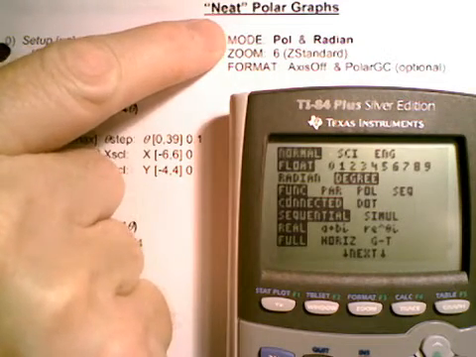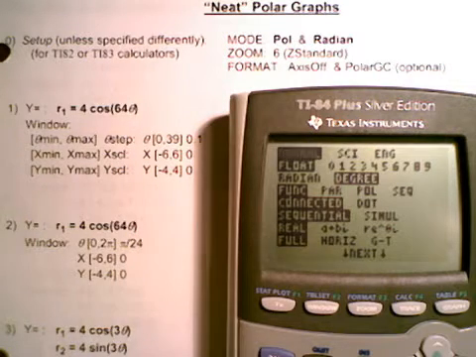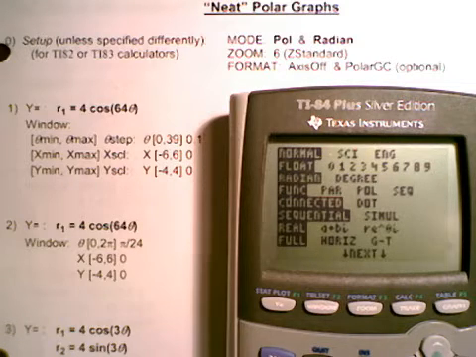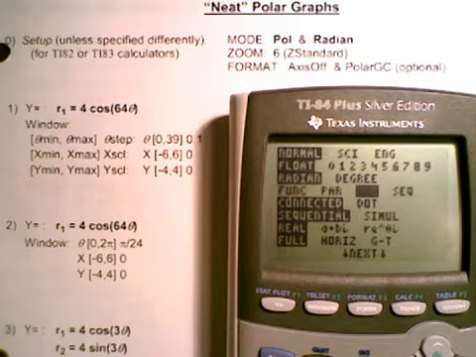The first thing we're going to do is, you want to be in mode, polar. So you push the mode button, and make sure you're in radians. Then just below the radian degree line, you have function, parametric, PAR, and then POL for polar, and that's the mode we want to be in. As soon as you highlight it, push the enter key and you're good to go. So you're in radian mode and polar mode.